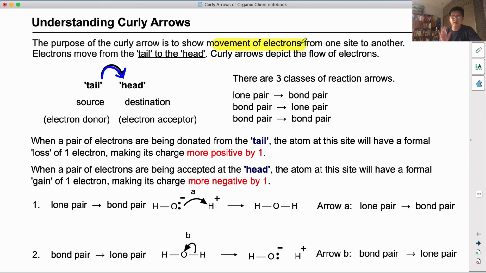So there are three classes of reaction arrows. One shows a lone pair becoming a bond pair. Another one is a bond pair becoming a lone pair. And the last one is a bond pair becoming a bond pair. But there isn't any one that shows a lone pair becoming a lone pair, right? The tail is the electron donor, so that's where it gives the electrons. And the head is the electron acceptor.